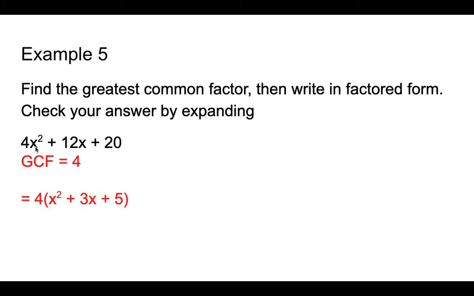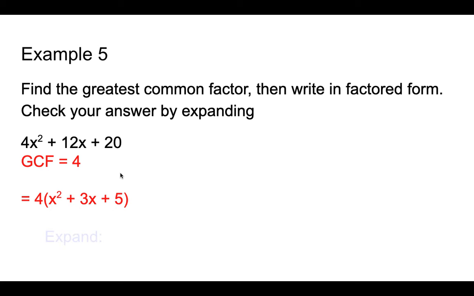And then I'm going to divide each of my 3 terms by 4 and write the leftovers in the brackets. So 4x squared divided by 4 leaves me with an x squared. 12x divided by 4 leaves me with 3 x's. And 20 divided by 4 is 5. So my factored form is 4 times x squared plus 3x plus 5.